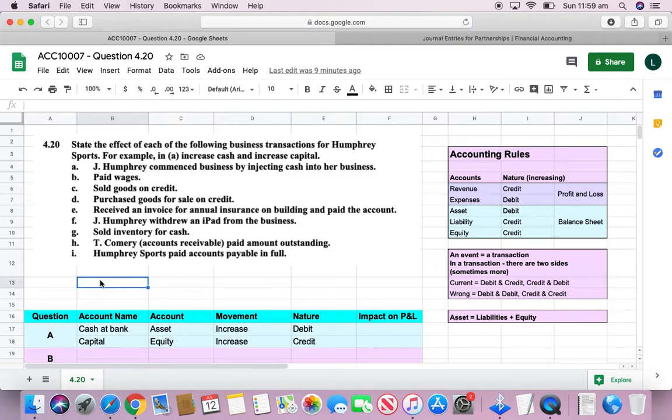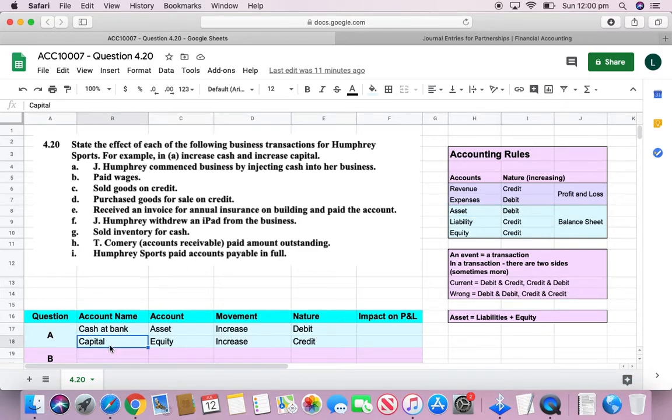So J. Humphrey commenced business by injecting cash into her business. So we've got to think about the two things that are happening. We've got cash increase, so we're using cash at bank. Cash at bank's an asset. It's increasing, so debit nature. As you can see up here, asset, debit.